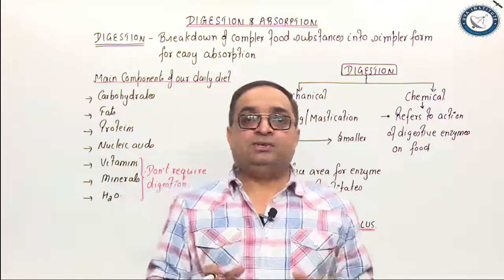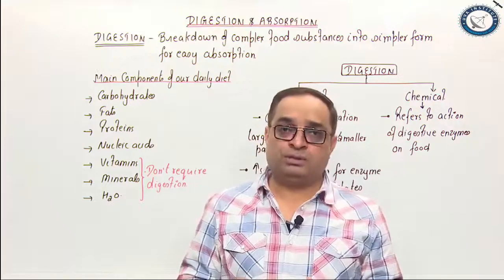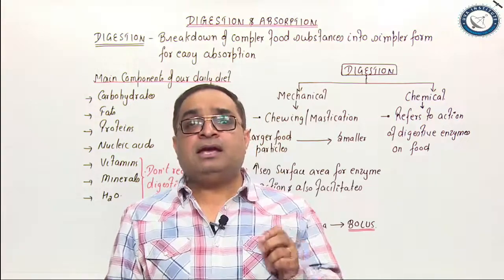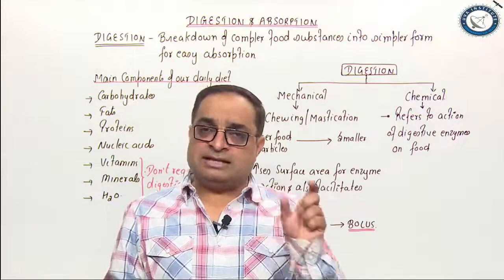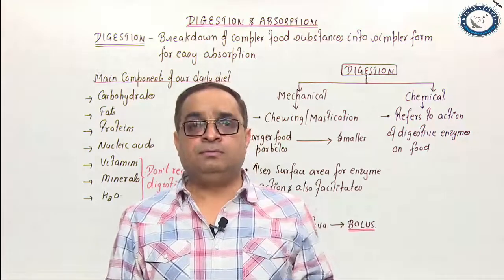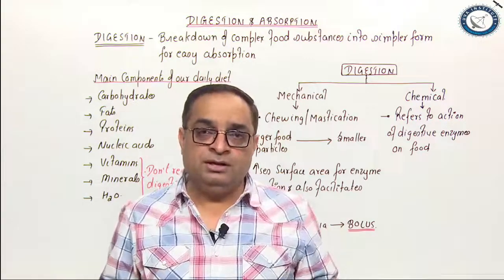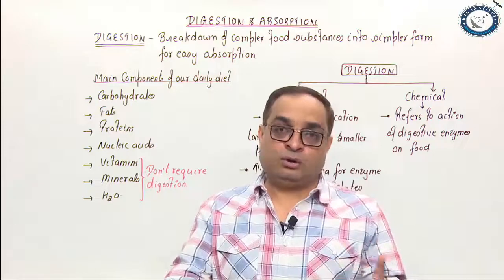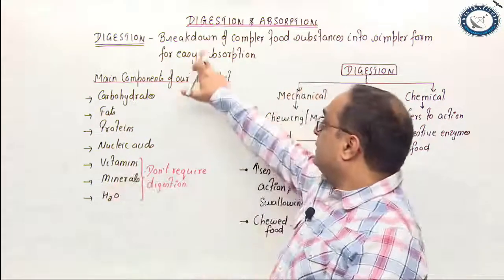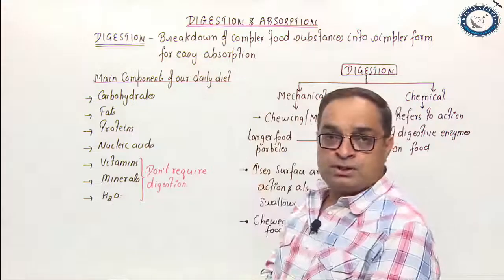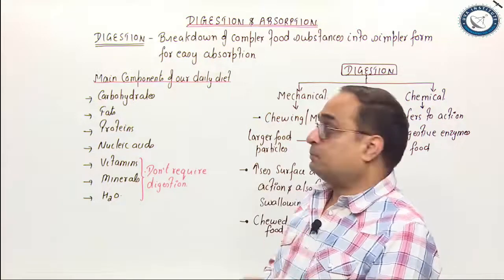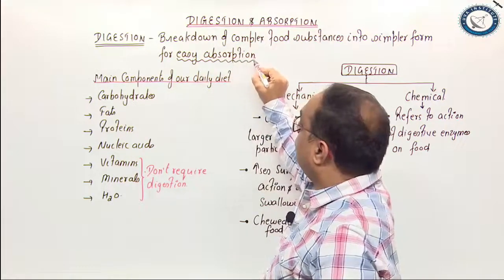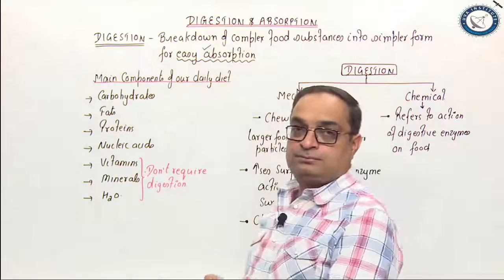See, digestion is a breakdown of complex food into simpler form for easy absorption. The main aim of digesting food is so that it can be broken into a simplified form and it can be absorbed easily through the villi of the intestine. Intestine is the main region where the food is absorbed, small intestine. So as I have written here, digestion is breakdown of complex food into simpler form for easy absorption. So you have to remember that what is the aim of digesting the food, that is easy absorption.